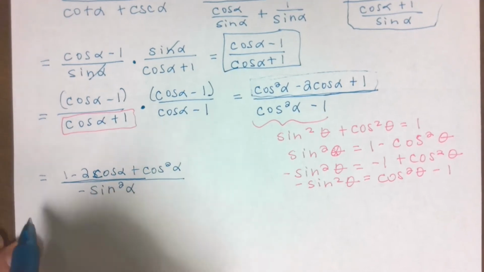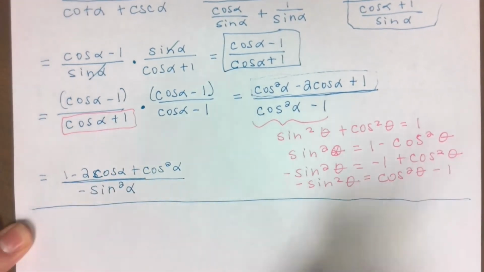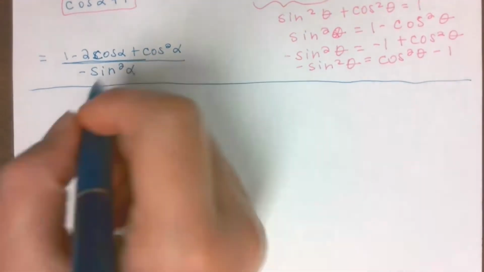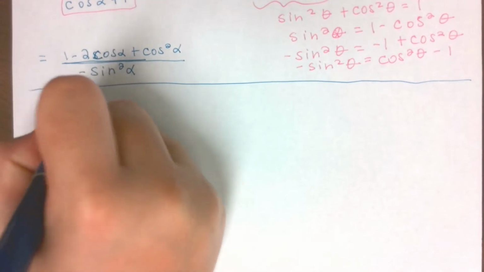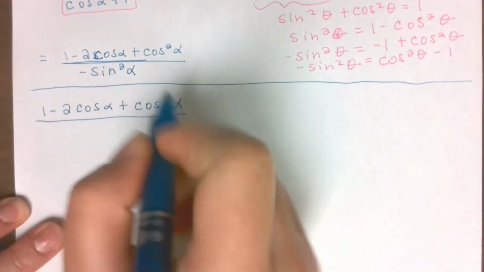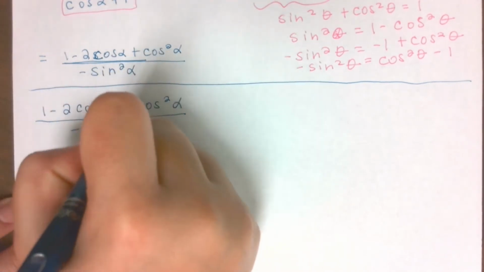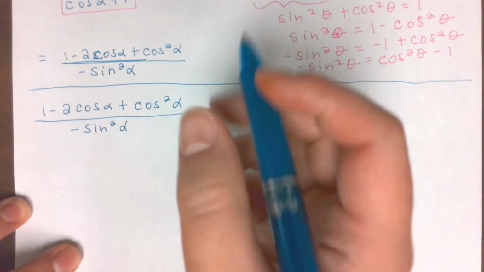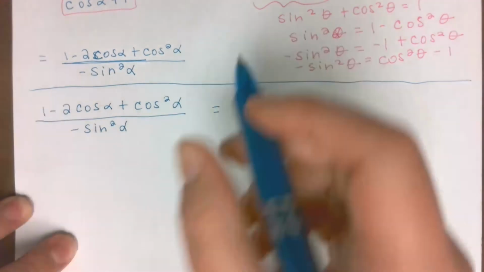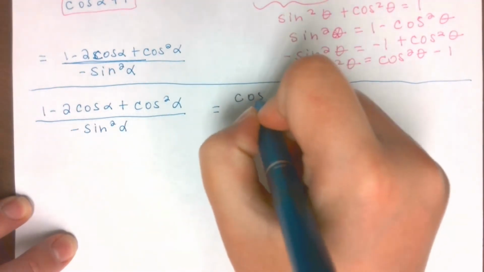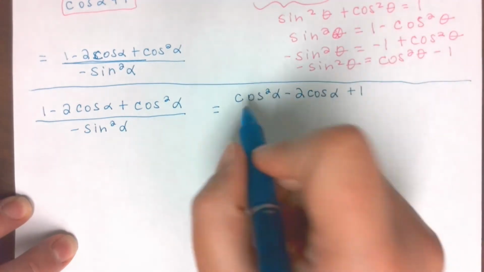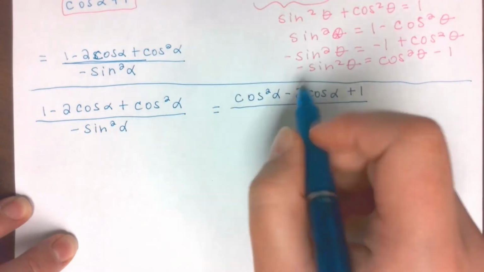So let's talk about if you started from the right side. Alright, so on the right side we start with 1 minus 2 cosine alpha plus cosine squared alpha over negative sine squared alpha. Alright, so the first thing I'm going to do is rewrite my numerator in descending order. So this is a technique from college algebra. So rewriting in this order, then I can factor my numerator.